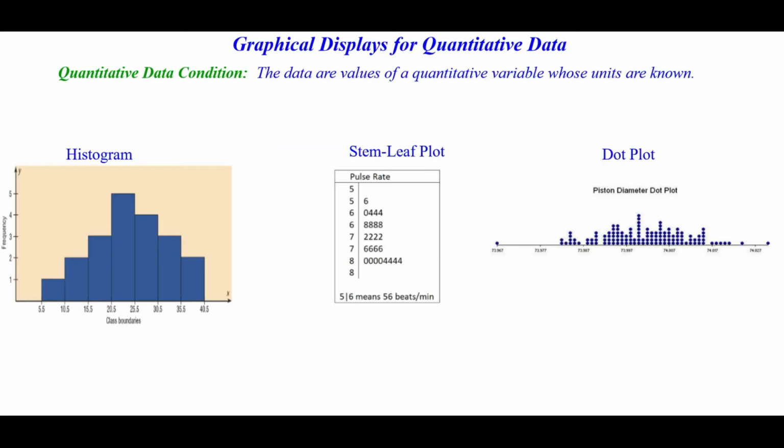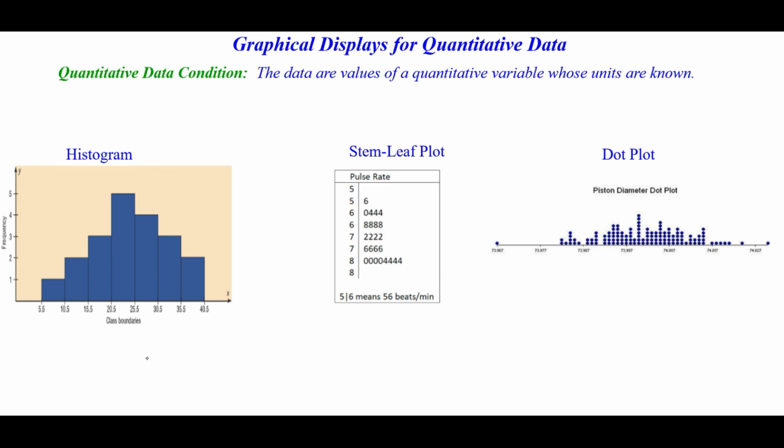So once we've organized our data, the next thing we want to do is make a graph so we can display the data. And there are several different graphs that we can use here. We're going to start by looking at 3 of them, and we'll look at 2 more of them later. So the first thing is we want to make sure that we have quantitative data. So the data are values of a quantitative variable, and we know the unit. So we can have a histogram, which is similar to a bar graph, but a bar graph is for categorical data, and the histogram is for quantitative data.